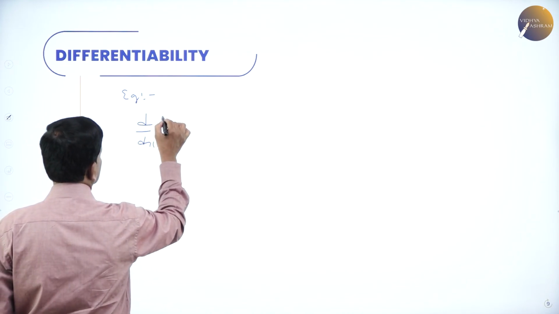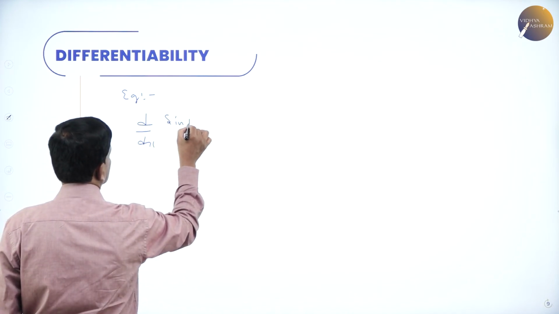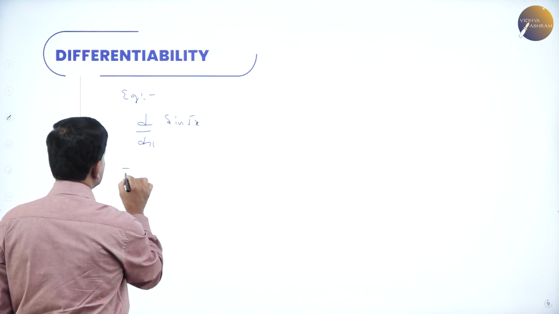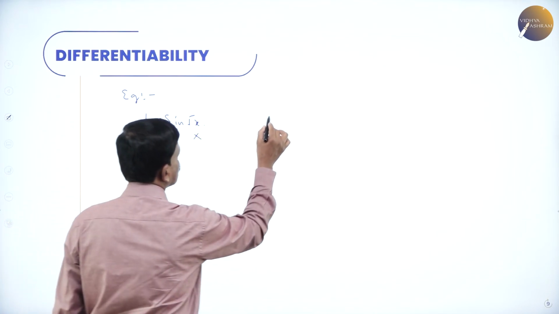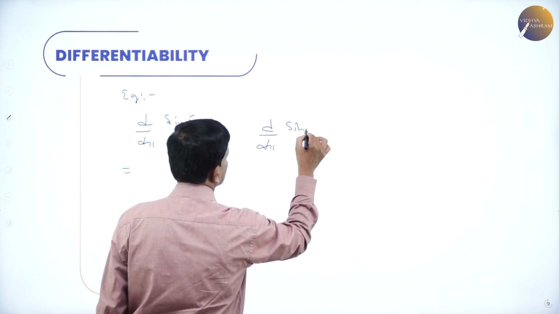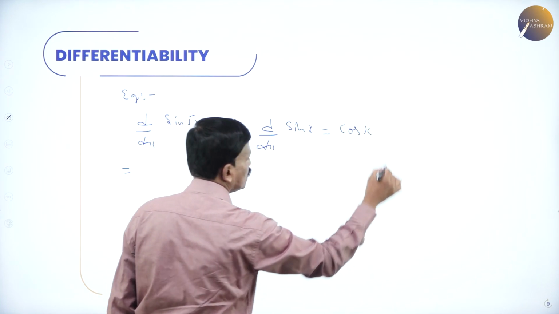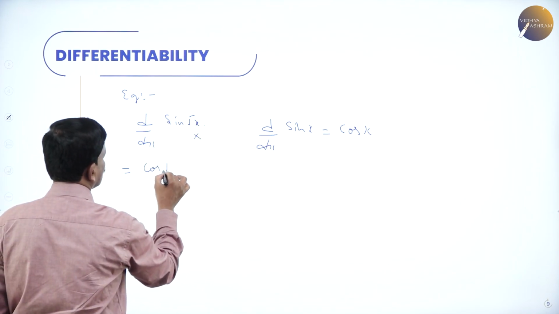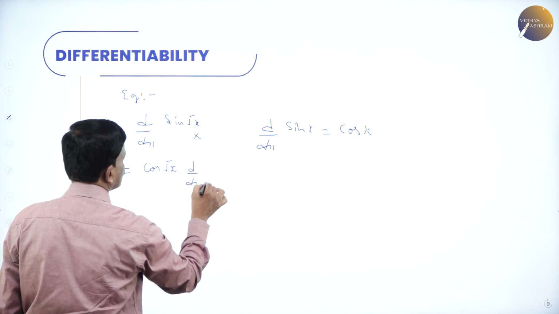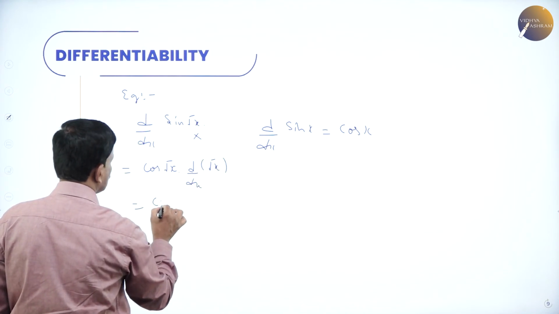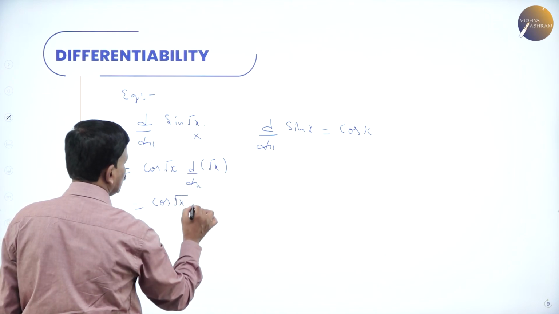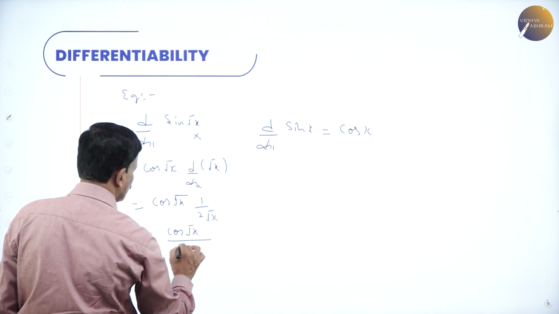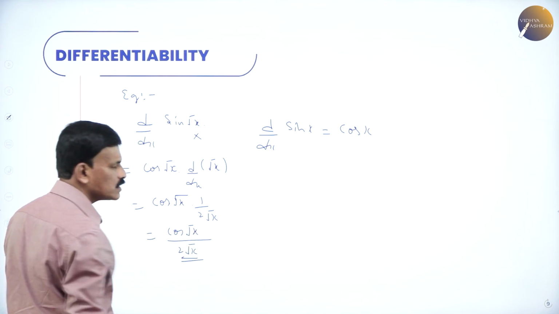Suppose we need d by dx of sine of root x. Consider this as x. You know the formula: differentiation of sine x is cos x. So this can be written as cos root x into d by dx of root x. Cos root x into the derivative of root x, which is 1 over 2 root x. This is equal to cos root x divided by 2 root x. This is the simplified answer.